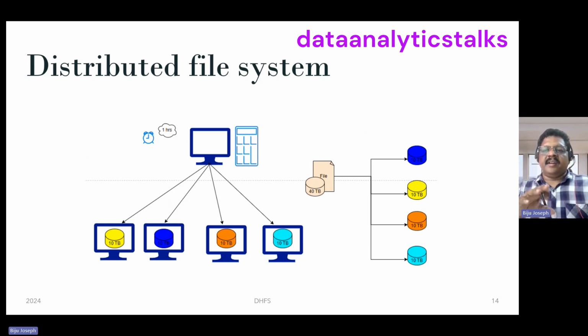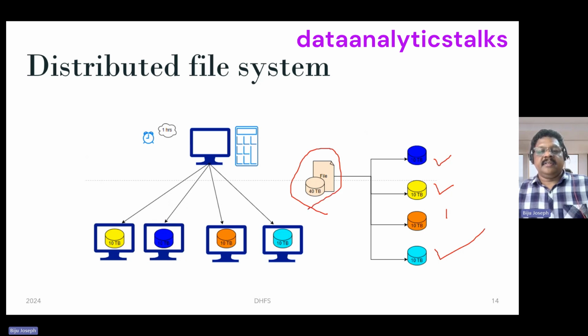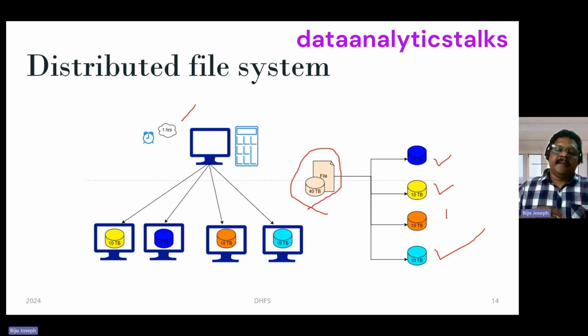So in that case, as you see in the below image, the file of size 40 TB is distributed among 4 nodes in a cluster, each node storing 10 terabytes. Right? We have 4 nodes, each node stores 10 terabytes, and the total is 40 terabytes. During the process, all these nodes are working simultaneously. That is why it is reducing the 5 hours into 1 hour. So that is why the DFS is faster.